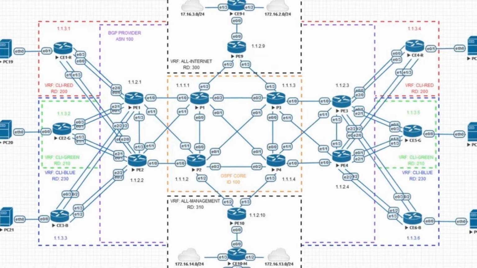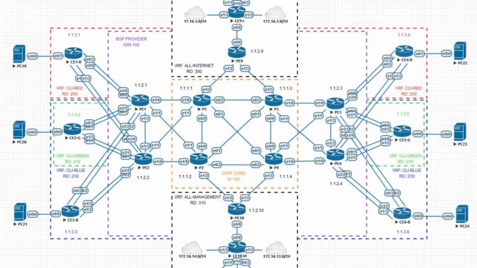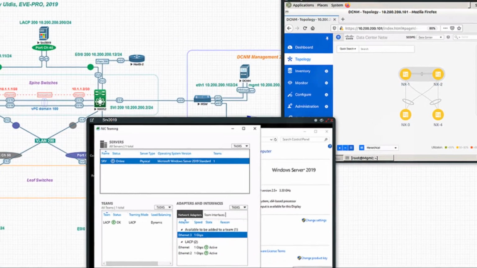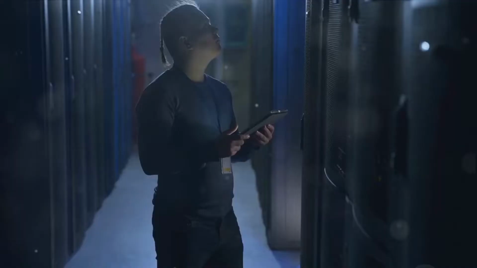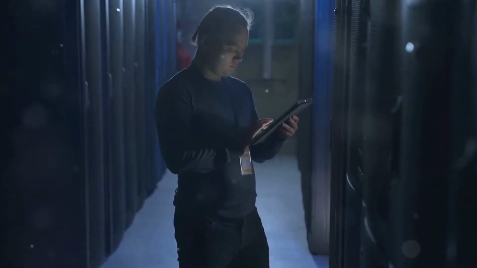Of course, EVE-NG isn't the only game in town. Other network emulation platforms such as GNS3, Packet Tracer, and Dynamips offer similar functionalities. Each platform has its own strengths and weaknesses, and the choice between them will depend on specific needs and preferences.